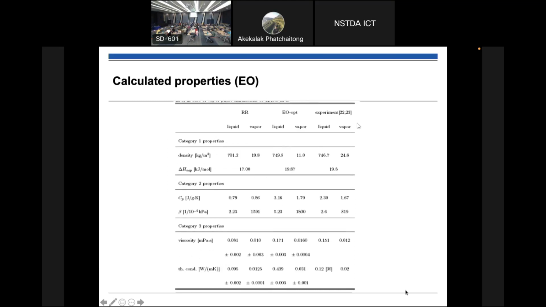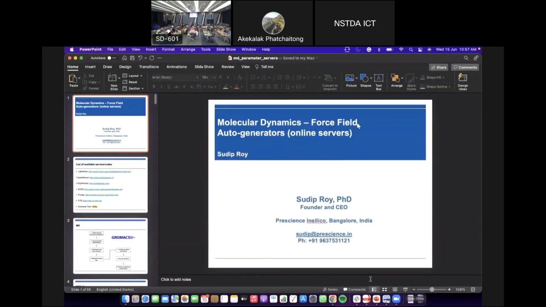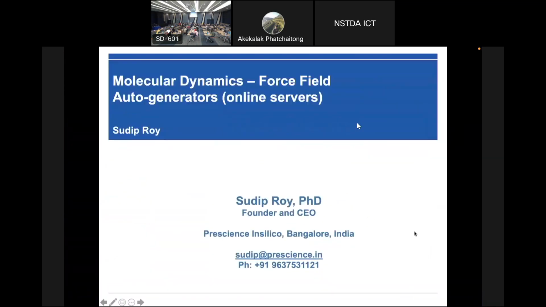Just want to quickly, I have another 2 or 3 minutes. Okay, I sounded very negative, that it's very difficult sometimes and all these things. But at least I give you a message that maybe will help you in quickly running your molecular dynamics simulation. So fortunately there are auto generators or online servers.